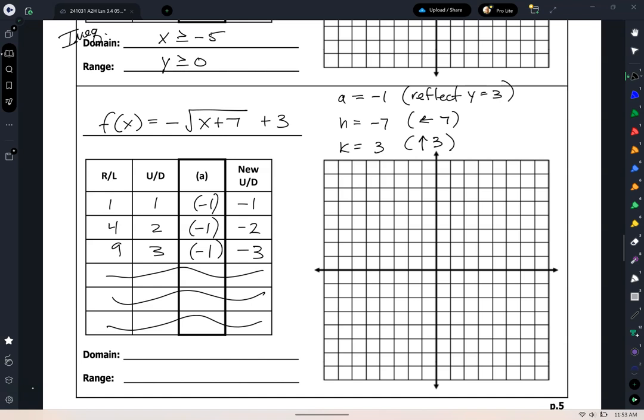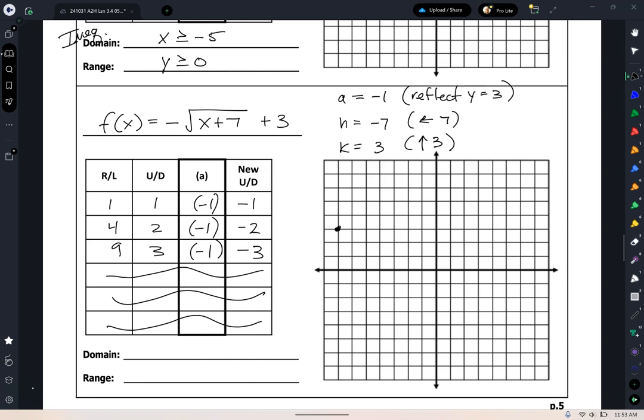So in the first part of the table, you're reminding yourself of the parent pattern, right? Absolute value: 1, 1, 2, 2, 3, 3. Quadratic: 1, 1, 2, 4, 3, 9. Square root: 1, 1, 4, 2, 9, 3. Then we're going to shift our endpoint for our graph, right? So our endpoint's going to go left 7, up 3. 1, 2, 3, 4, 5, 6, 7, up 1, 2. So left 7, up 3.